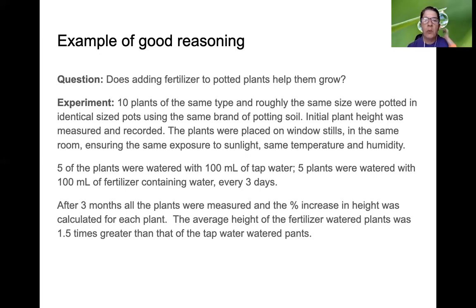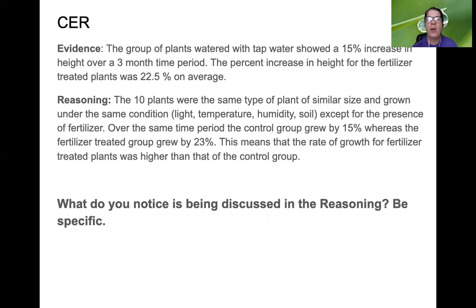5 plants were watered with 100 milliliters of tap water, and 5 plants were watered with 100 milliliters of fertilizer containing water every 3 days. So the only difference between the two groups of plants is the presence or absence of fertilizer. After 3 months, the plants were measured and the percent increase in height was calculated for each plant. The average height of the fertilizer watered plants was 1.5 times greater than that of the tap watered plants. So based on these results, we're going to write a claim evidence reasoning statement.